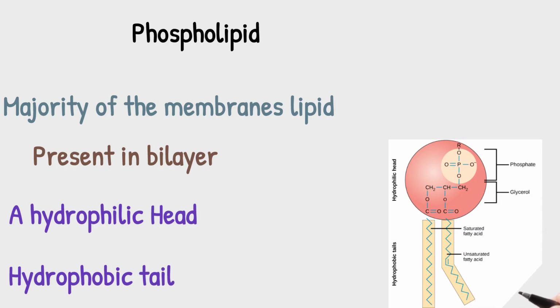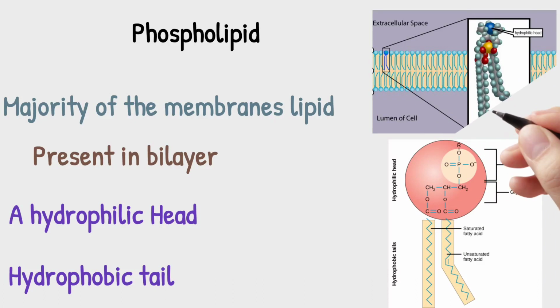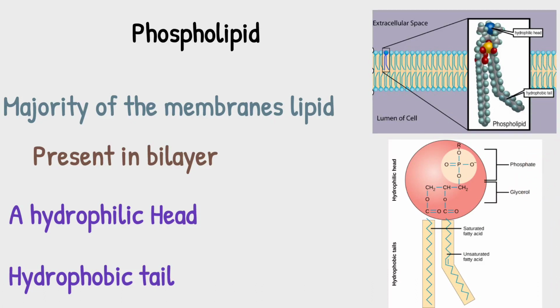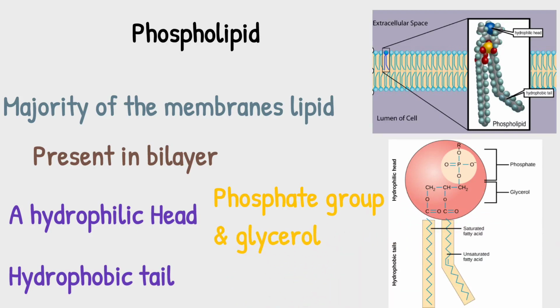As you can see in the picture, the hydrophilic head is composed of a phosphate group and glycerol, whereas the hydrophobic tail consists of two fatty acid chains. Hydrophilic means the heads are the water-loving side as they contain a polar phosphate group, whereas hydrophobic tails are the water-hating side as they contain fatty acids.